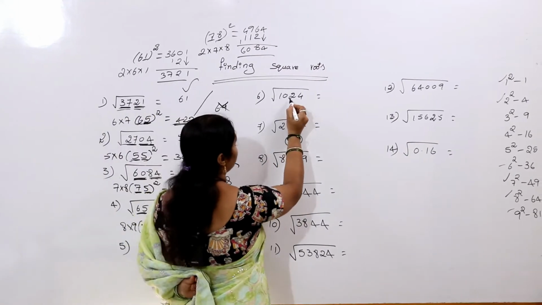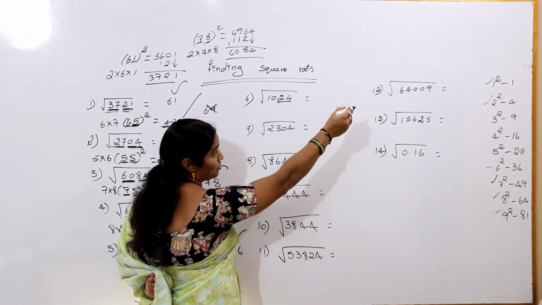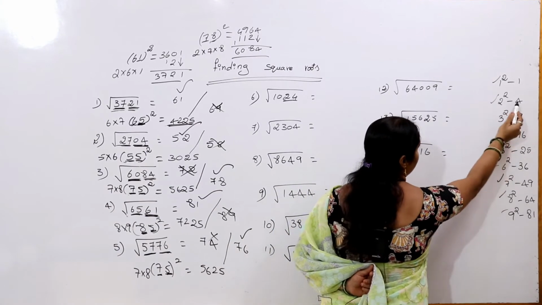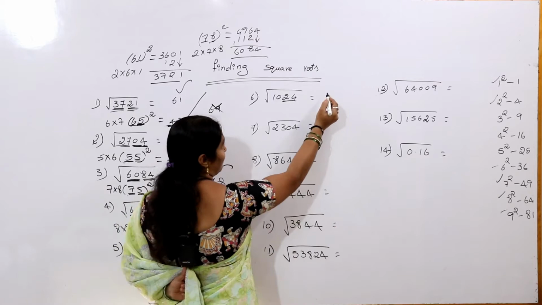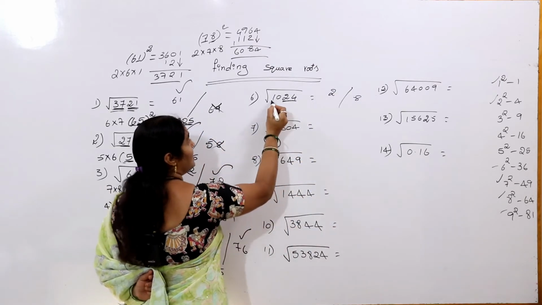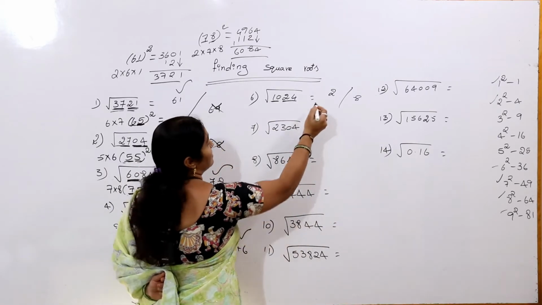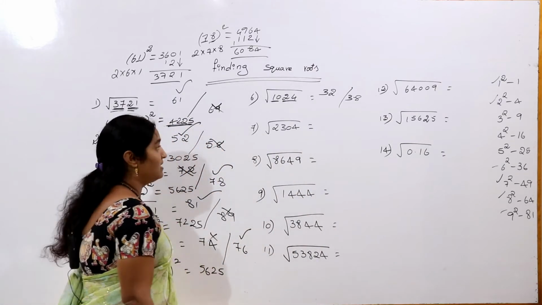Now let us see here. Take the last 2 digits, ending with 4. What are the square numbers ending with 4? Here see, 2 square is 4. 8 square is 64. Square numbers ending with 4 are 2 or 8. 10 is the nearest square number of. See there, 3 square is 9. So the first digit must be 3, so 32 or 38.